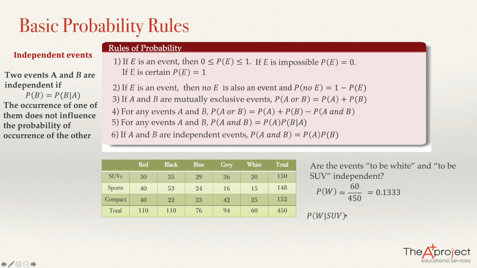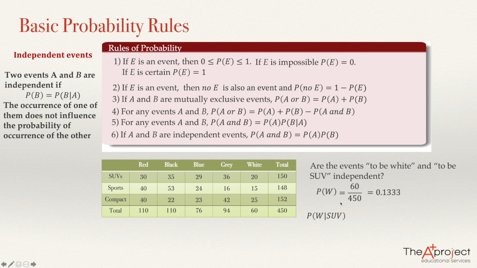But what happens if I choose a car and I know that the car I chose is an SUV? Does the fact that I chose an SUV influence the probability that the car is white? Let's compute it. Among the cars, we know that it's an SUV, so now we know that there are in total 150 of them. But from these 150, 20 are white.